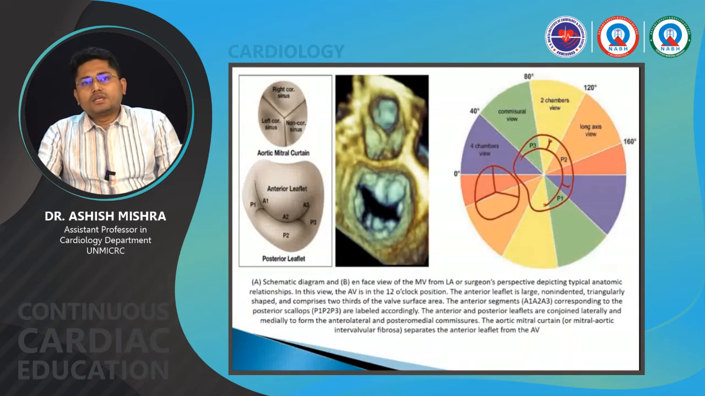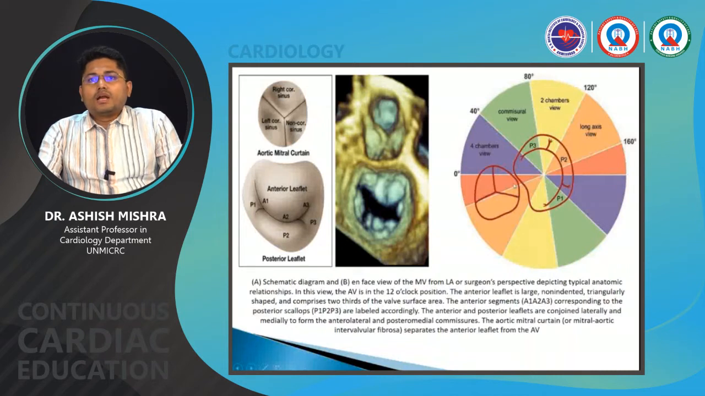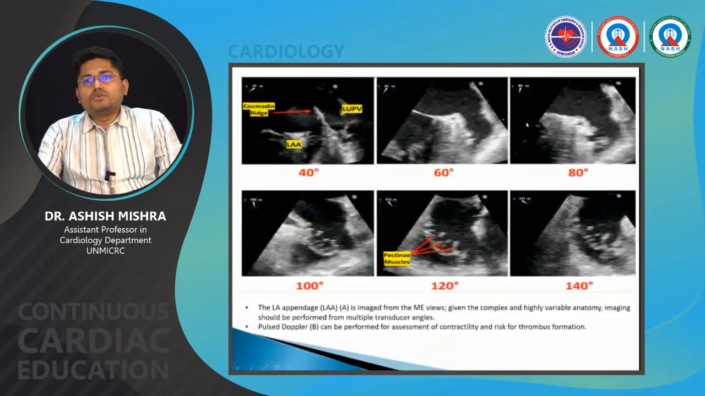Again, this highlights the relationship between the aortic valve and also the mitral valve with the aortomitral curtain in between, and this is a nice pie diagram which reflects the various relationships between the mitral leaflet, mitral valve apparatus and the aortic valve apparatus with the intervening aortomitral curtain, and in fact the various scallops and the relationship between the aortic and mitral valve in the various views.